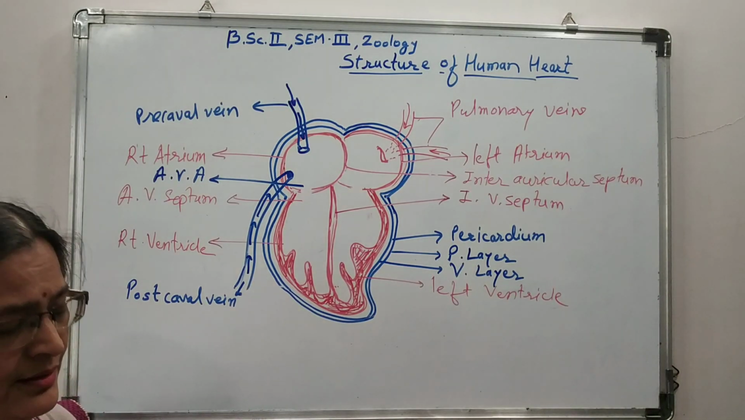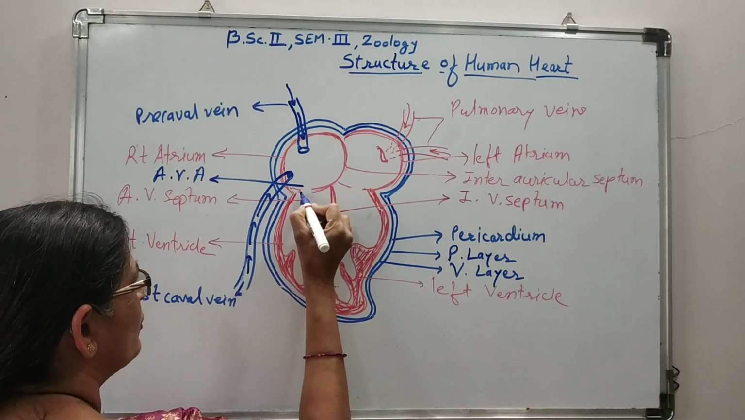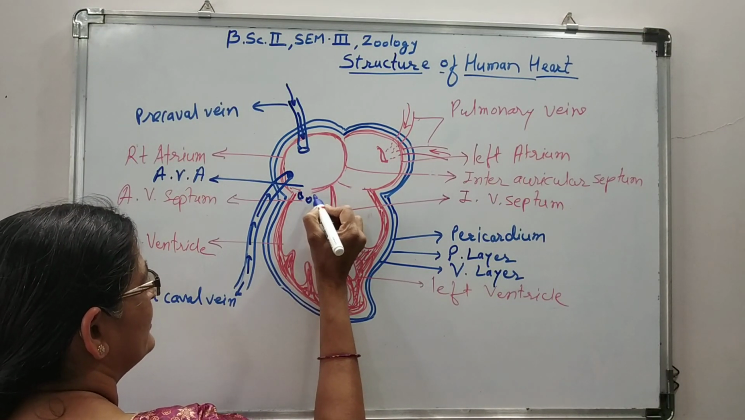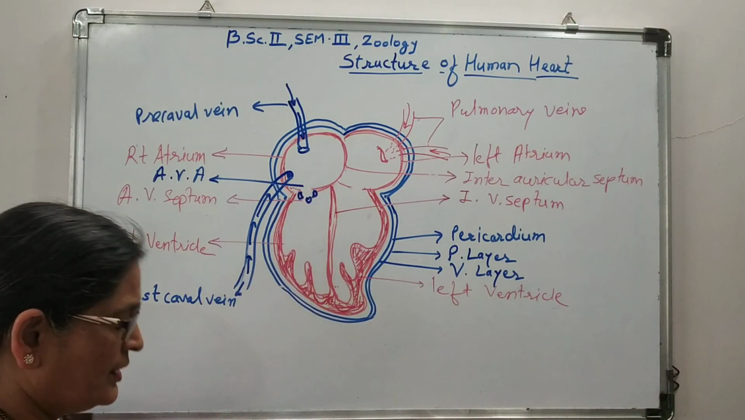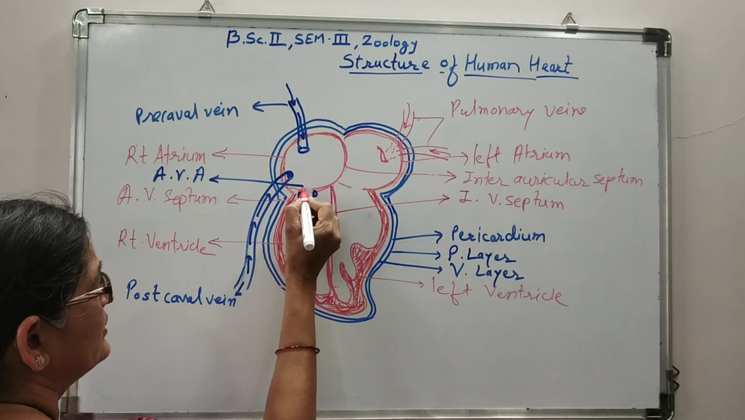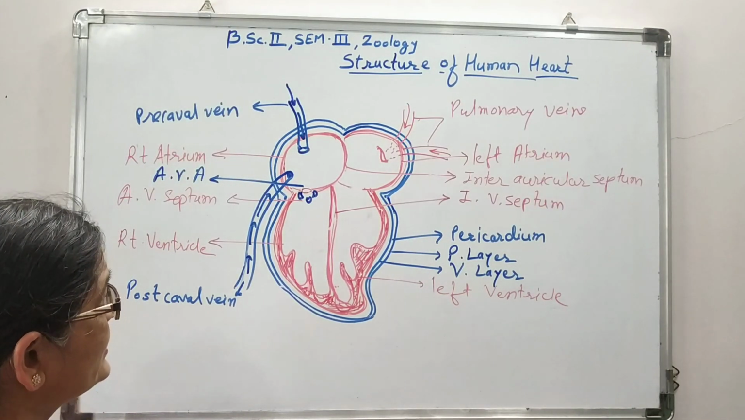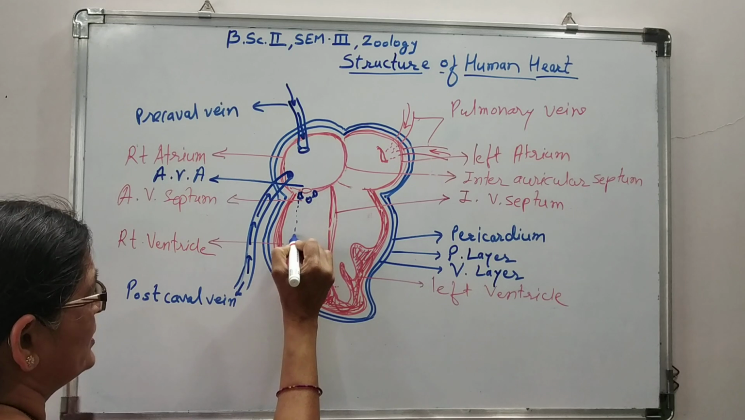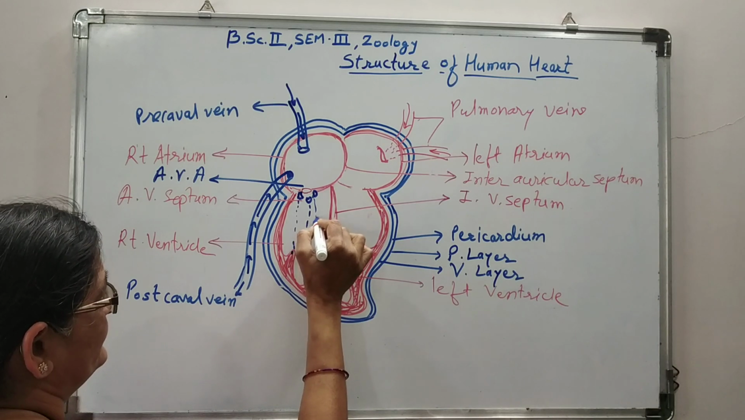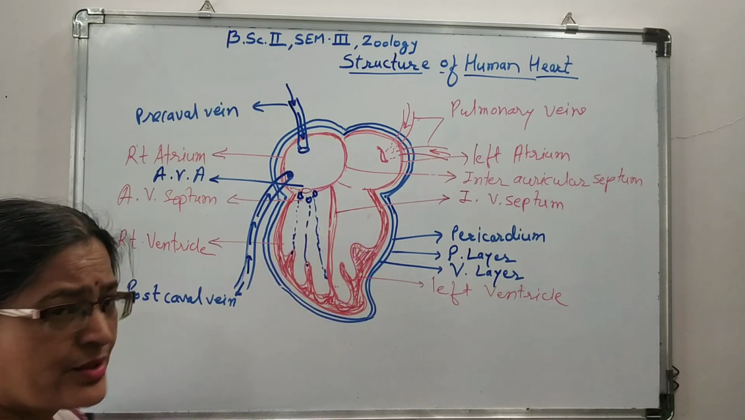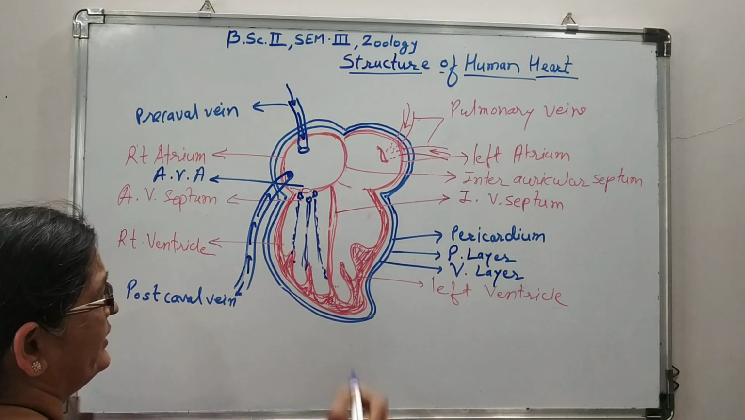On the right side, this aperture is guarded by three flaps. These are the tricuspid valves. This auriculoventricular aperture is guarded by these three flaps, that is the tricuspid valve. And these flaps are attached to the inner wall of this ventricle by means of fibrous structures, and these fibrous structures are known as chordae tendineae.